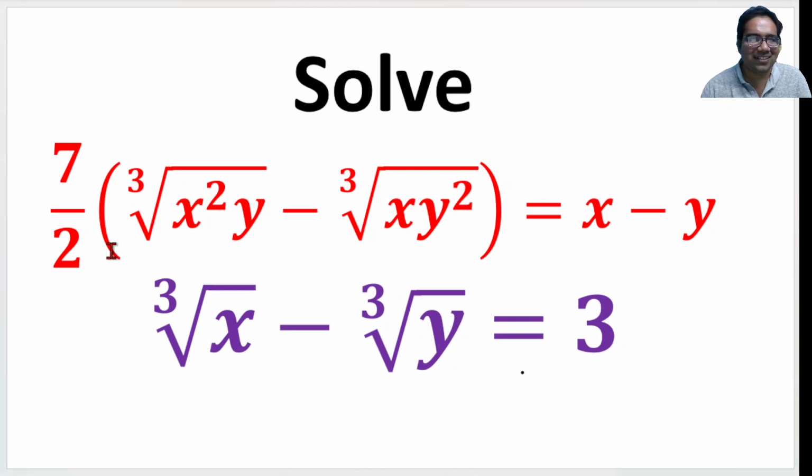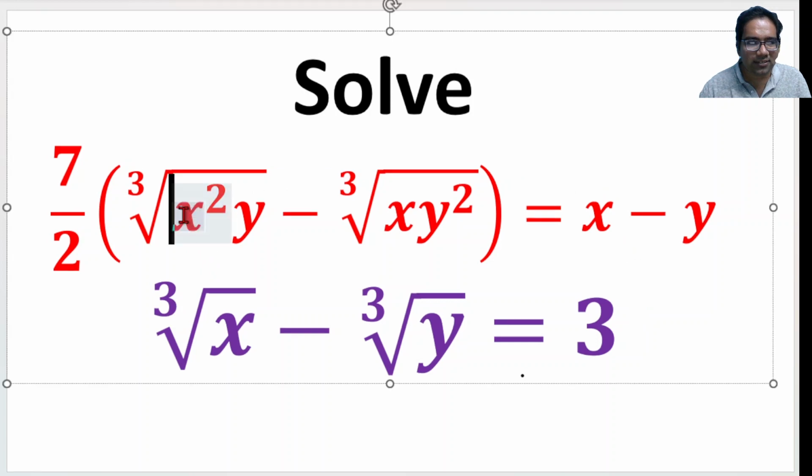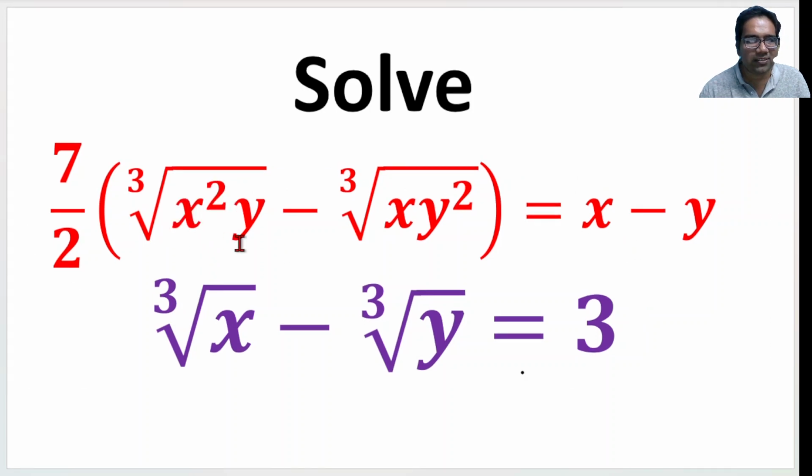And friends, here we have 7 by 2 times cube root of x square y minus cube root of x y square equals x minus y. At the same time, cube root of x minus cube root of y equals 3. We have a lot of familiar things here, right? One is this term is in the form of a square b minus ab square, and x minus y. So we have cube root of x.